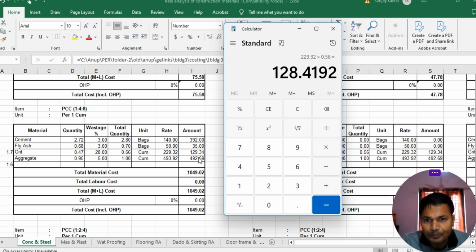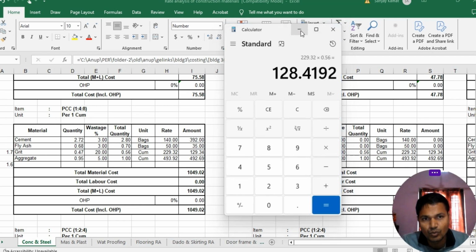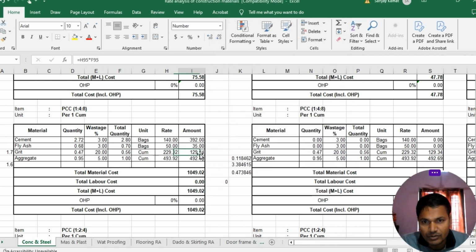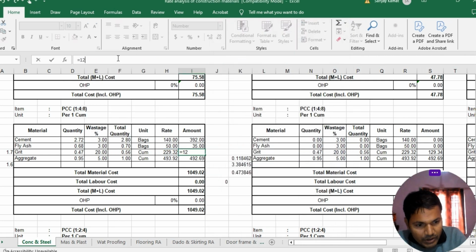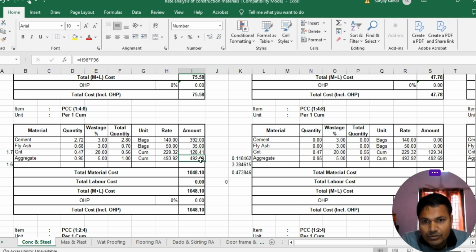128.41. But our calculation is 129. So this time we have to read it: 128.41. This much only we have to edit in this value. 128.41. How much? 128.41 only. Okay, so after editing this, coming to aggregate.